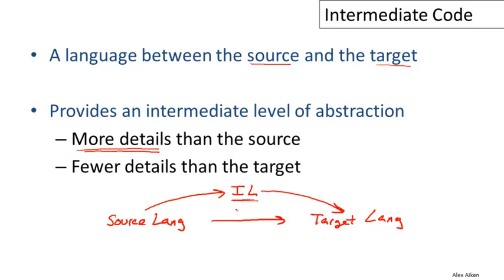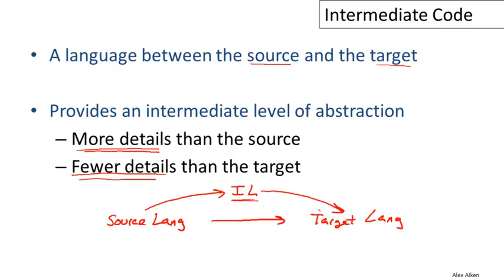On the other hand, the intermediate language will also have fewer details than the target. It might be, for example, that the intermediate language is a little bit above the level of the particular instruction set of a particular machine, and therefore it's easier to retarget that intermediate level of code to lots of different kinds of machines, precisely because it doesn't have all the grubby details of a particular machine.